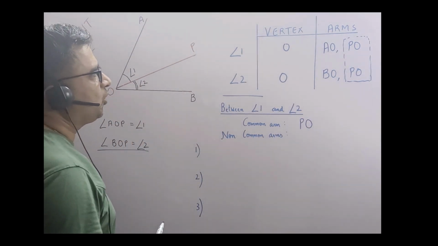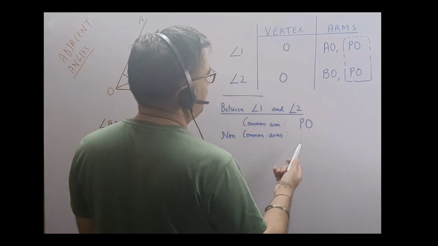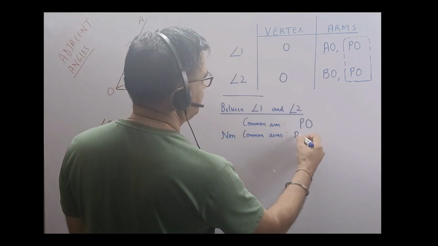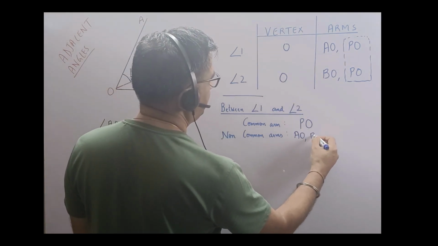And what are the non-common arms? Obviously, something which is not common between them are non-common. So we have AO and BO.